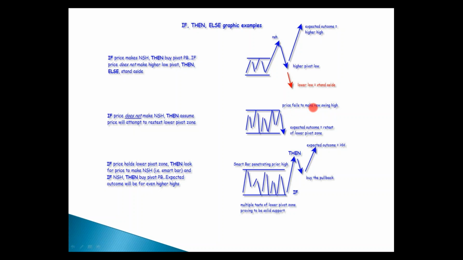And so if price fails to make a new swing high, the assumption, and again, we're making an assumption, the expected outcome would be for it to come back down and test the lower low, and then you start the process all over again. If it holds, then we'd expect it to come back up. Now, again, do not ask the question, is it going to hold, et cetera.